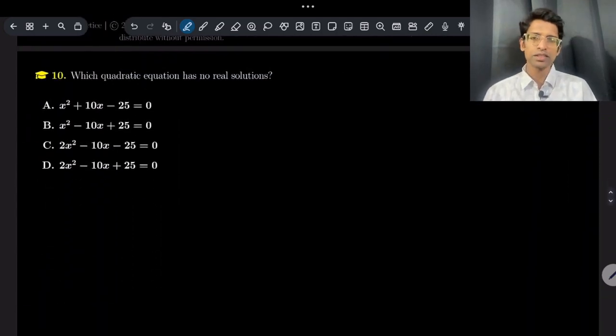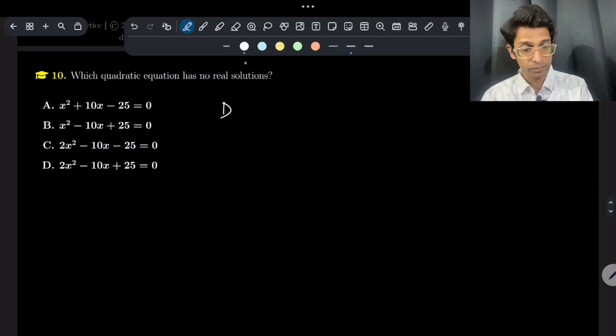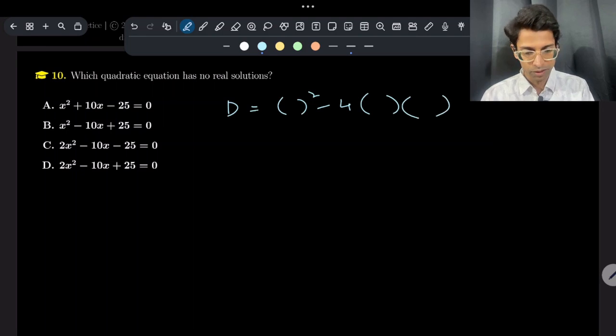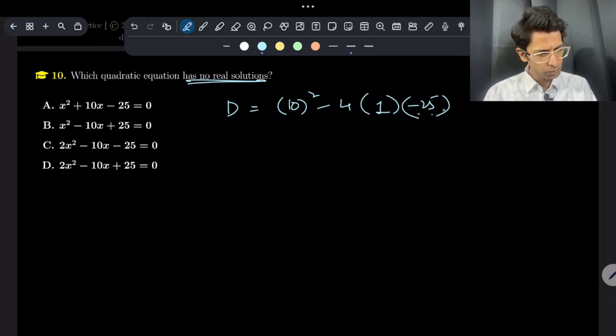Which quadratic equation has no real solutions? Please don't do this with Desmos, it's going to take time. Use the discriminant concept. Discriminant for this is b squared minus 4ac. b is 10, a is 1, and c is minus 25. No real solutions, so D is expected to be negative. But D is coming out to be positive here, so this has real solutions, so this can't be the answer. Let's check D for this.